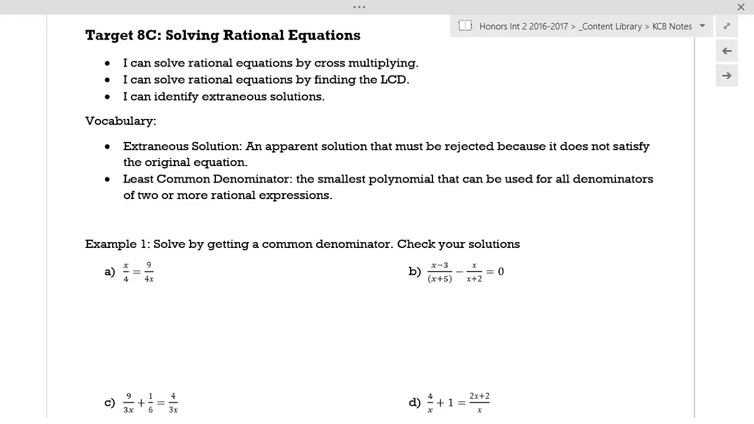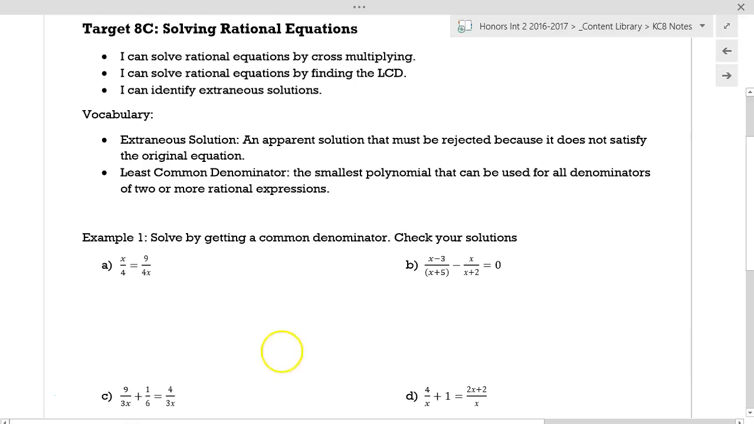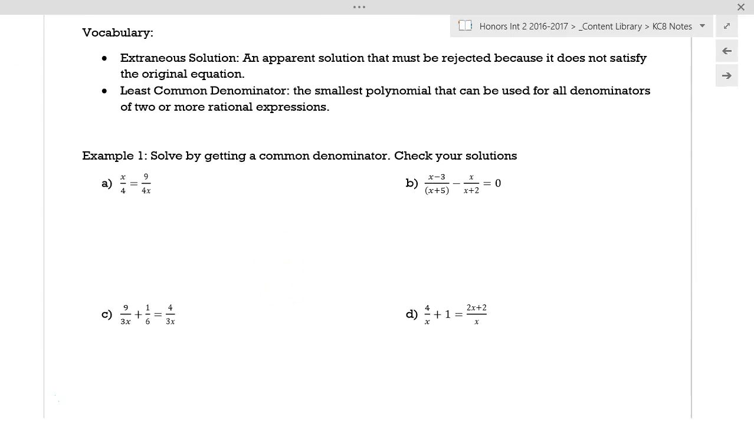So an extraneous solution is a solution that must be rejected because it doesn't work when you plug it back in. And again, we're going to be using our least common denominator, which we've been looking at with adding and subtracting. So let's look at some examples.